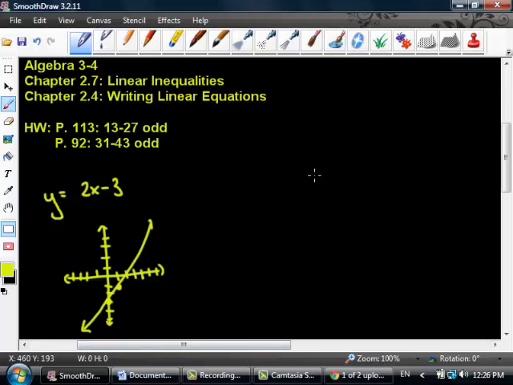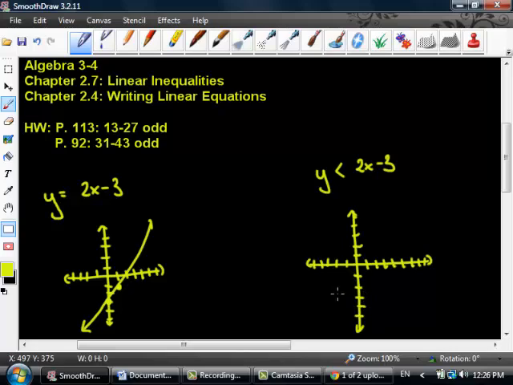The only thing that's different about today is if I gave you y is less than the same equation, 2x minus 3. I'm going to graph it exactly the same way, except there are two twists on this problem. One, it's how that line is formed. Two, there's going to be one more maneuver that I do at the end that's going to complete this problem.